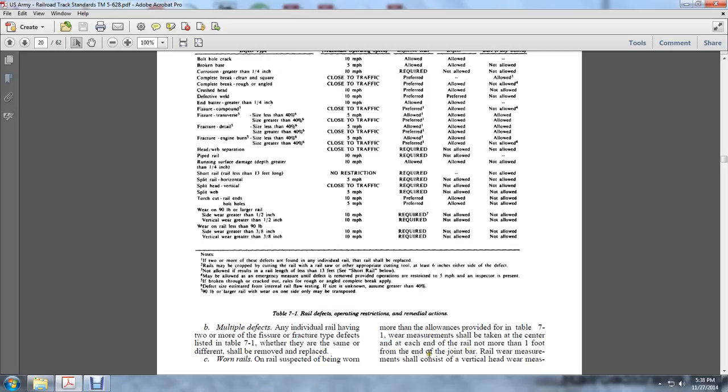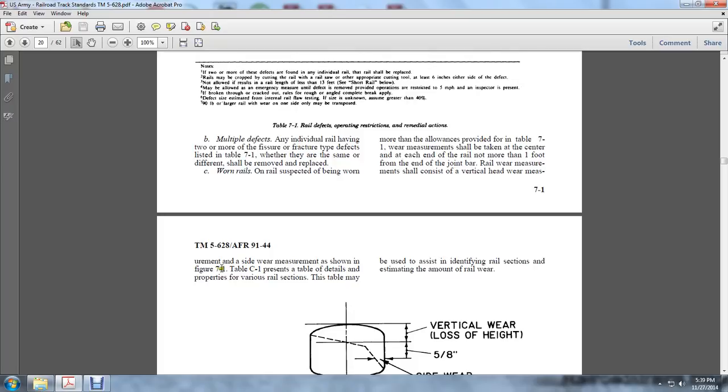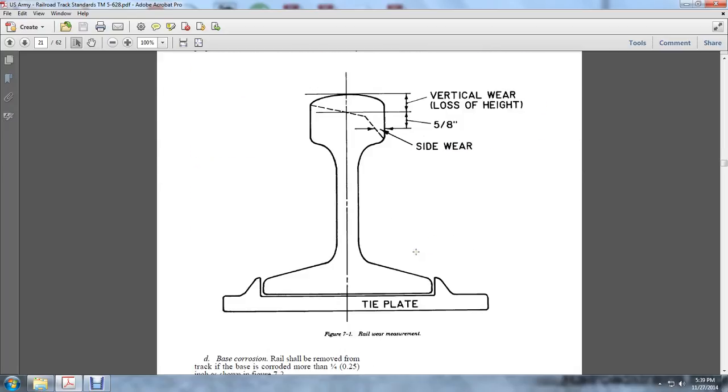Rail wear measure shall consist of vertical head wear measurements and side wear measurements shown in Figure 7.1. The tables present detailed properties of various rail sections. This table may be used to assist in identifying the rail section and assessing the amount of rail wear. The vertical rail wear is a loss of height of 5/8 of an inch on the side wear of the tie plate.